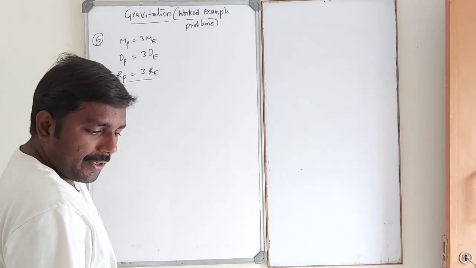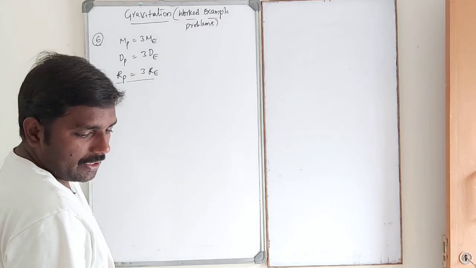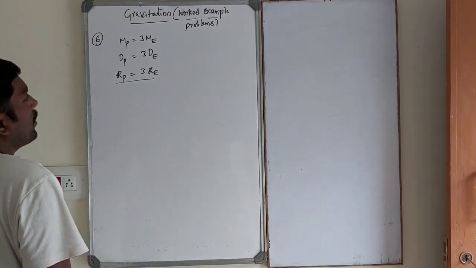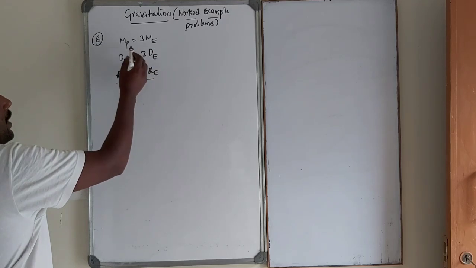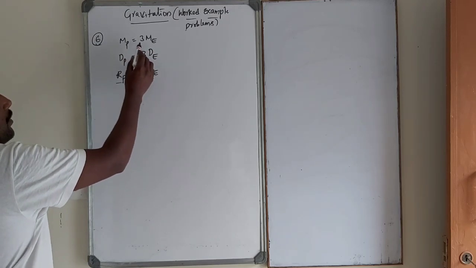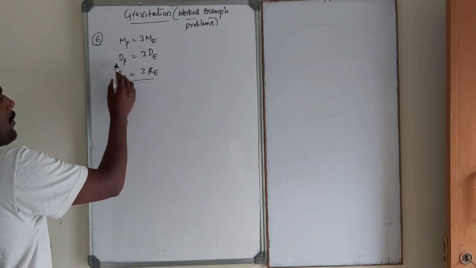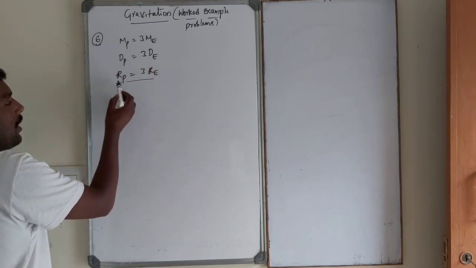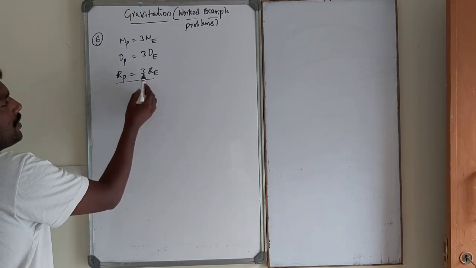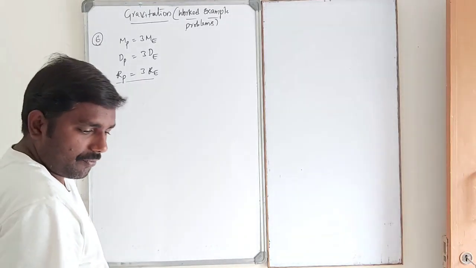The mass and diameter of the planet are 3 times that of Earth. So the mass of the planet is equal to 3 times the mass of the Earth. Similarly, the diameter of the planet is equal to 3 times the diameter of the Earth. In the same manner, the radius of the planet is equal to 3 times the radius of the Earth.